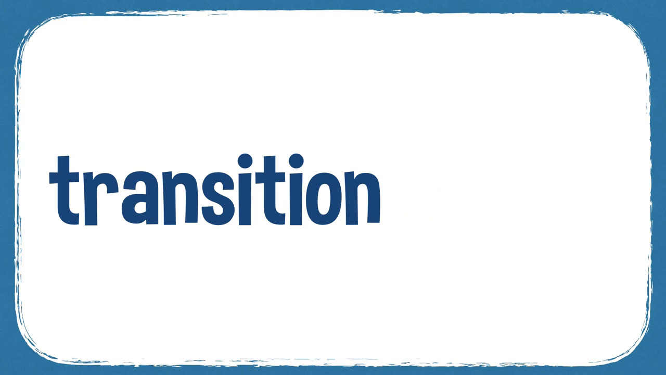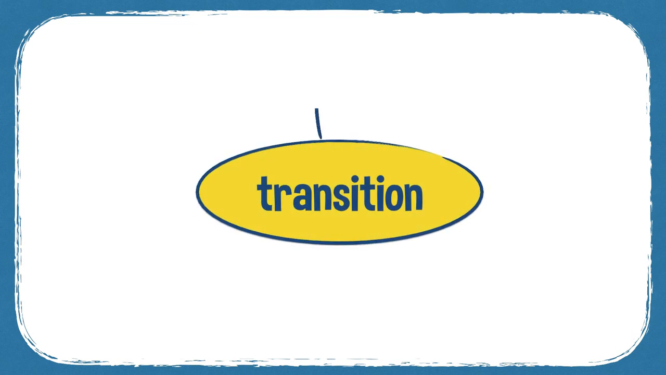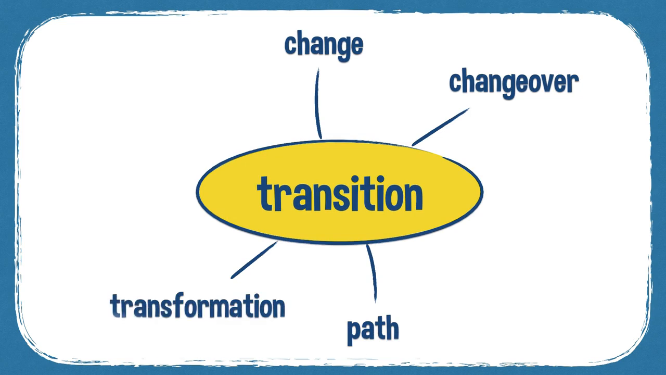The noun is simply transition. You've already got the ION ending, so you can use the verb form as a noun. Occasionally you might see the adjective transitional. So people often say the transitional period rather than the transition period. Some synonyms: change, path, changeover, transformation, shift, and passage.